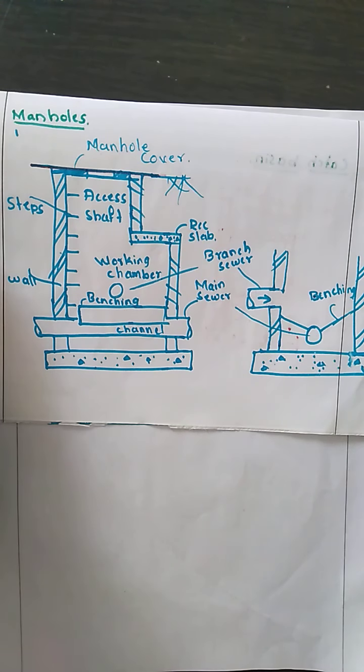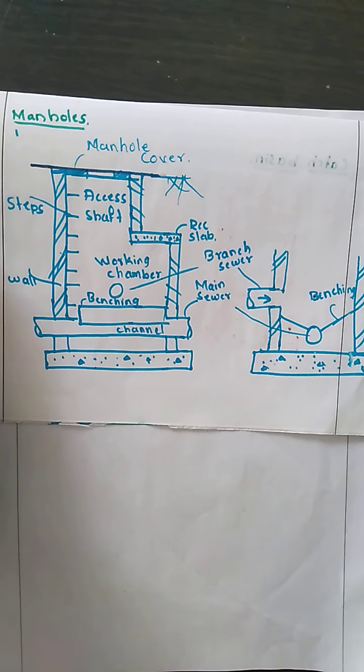Then we will be seeing the bottom or invert. The bottom or invert portion is also called the benching. It consists of a semicircular U shape. This portion we call the benching. Wherever the wastewater from the main sewer line has to enter the branch sewer line, this benching has been provided, and the slope is provided so that the wastewater from the main sewer line should enter the branch sewer line. That is the reason why we provide the benching.